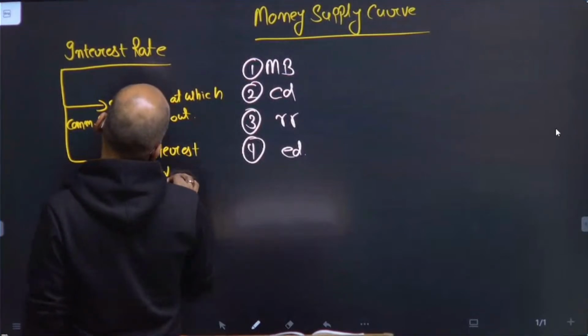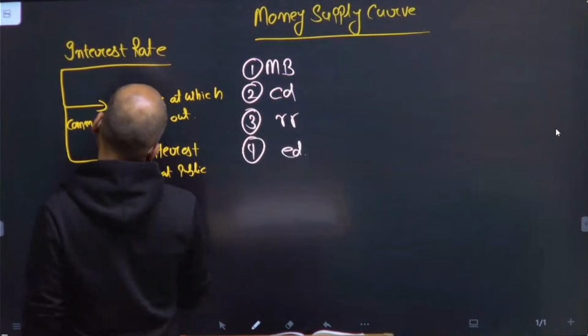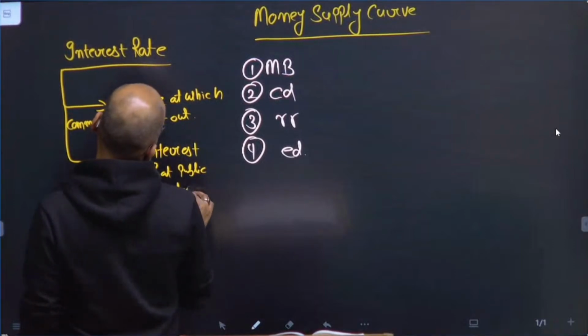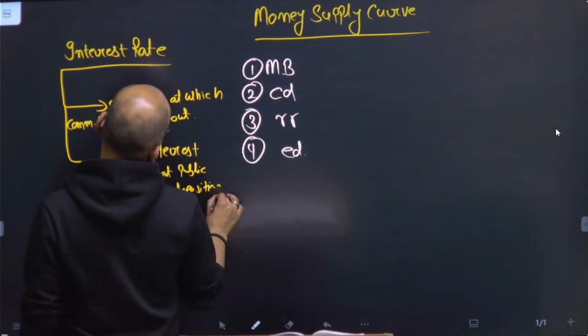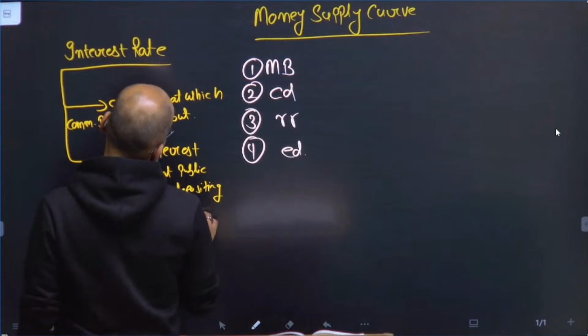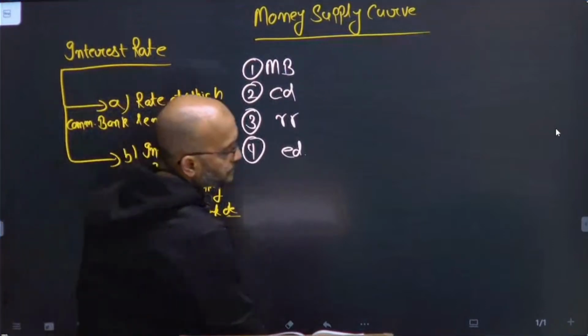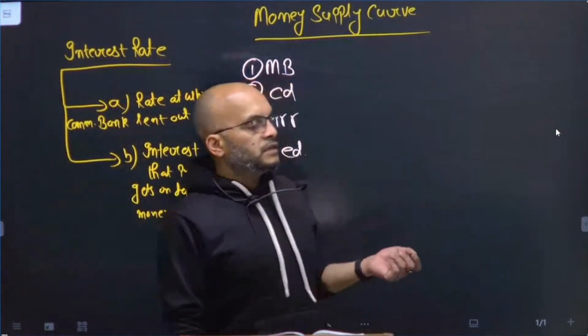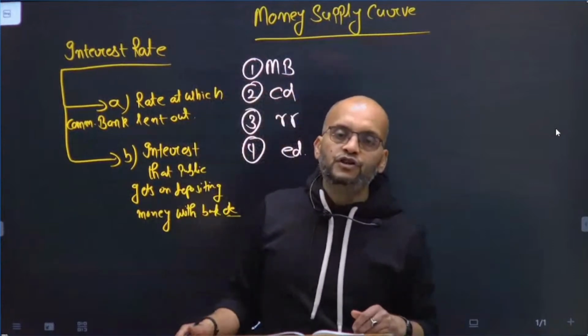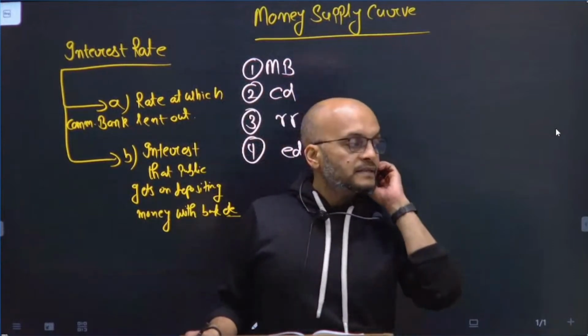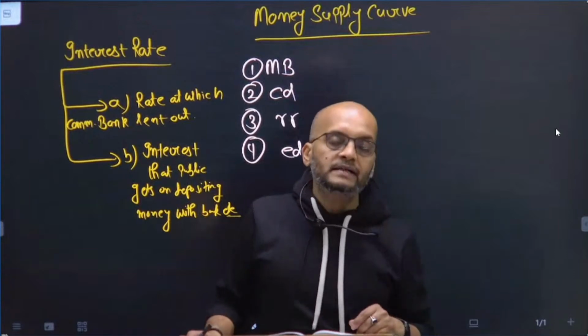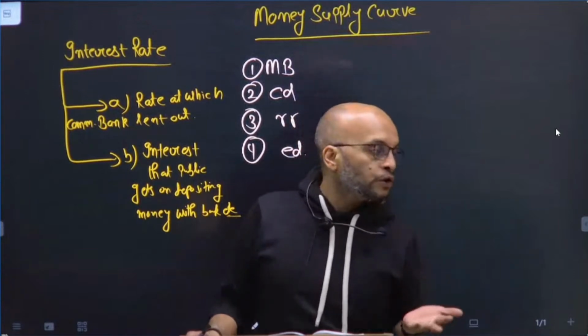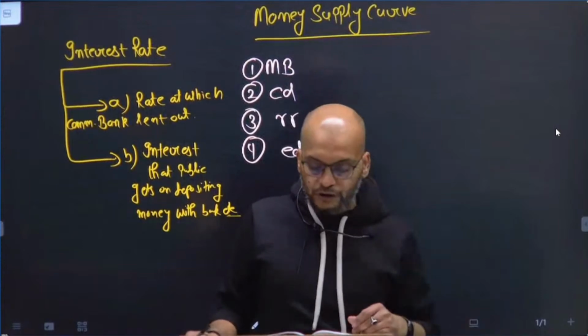Interest that the public gets on depositing money with banks, etc., financial institutions. So that's why I'm writing etc. So whenever the word interest rate is used, it consists of these two components. It comprises both these interest rates. Understood?